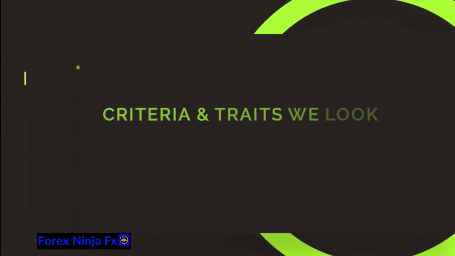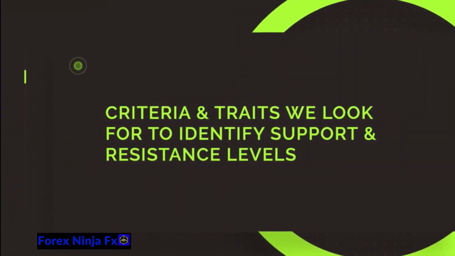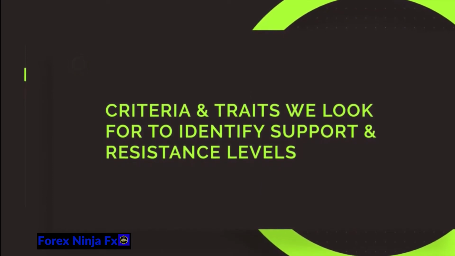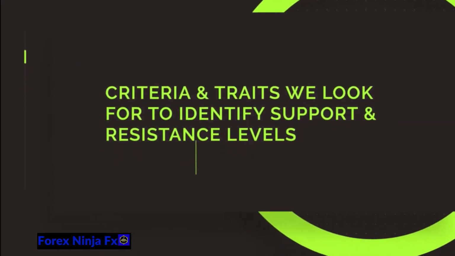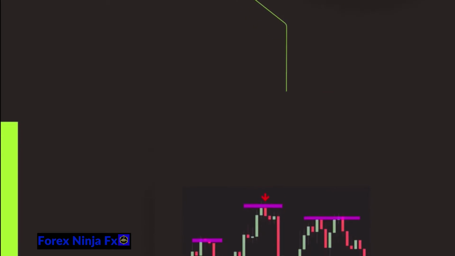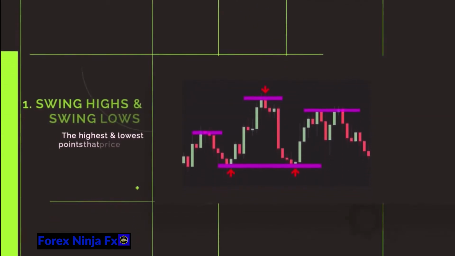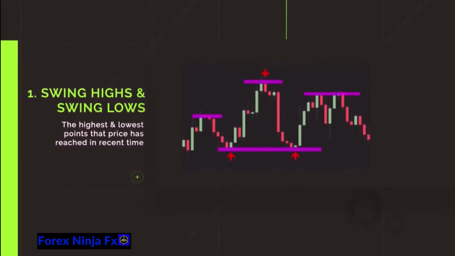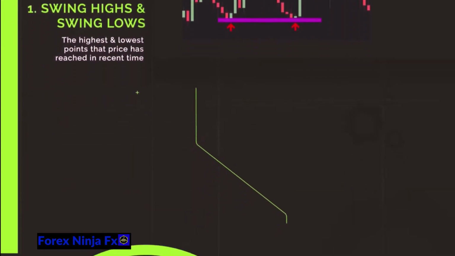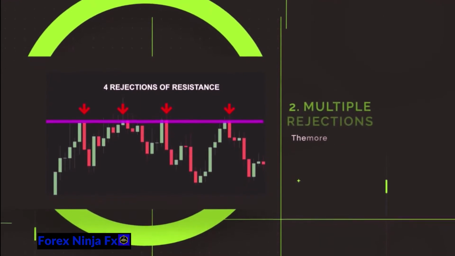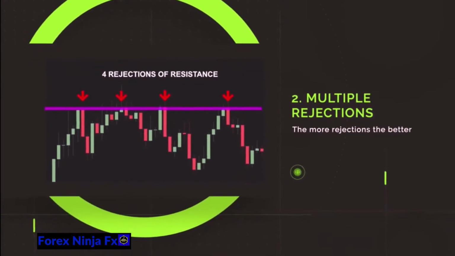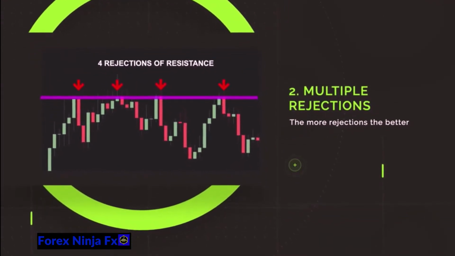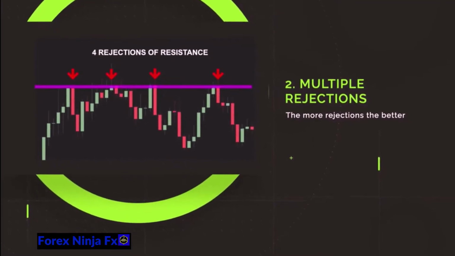Now, there is specific criteria we look for in order to identify support or resistance levels, which we are going to list for you right now. 1. We look for the extreme swing highs and swing lows, meaning the highest and lowest points that price has reached in recent time. 2. We like to look for multiple rejections of an area. The more rejections, the better.